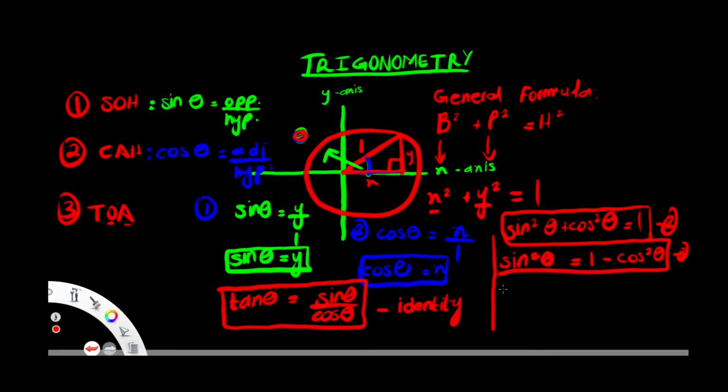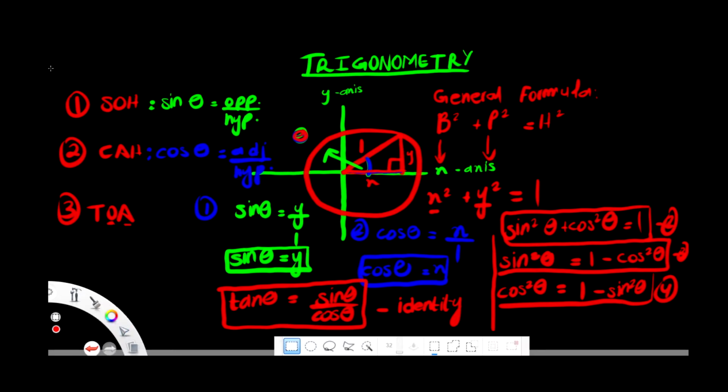Let's make our fourth identity. For those of you who guessed it, very well done. So cos squared theta equals 1 minus sine squared theta is our fourth identity. So we can see we have formed four identities, and these are the only identities that we are going to use in our syllabus, and there are no other identities other than these four. So that is it for the concept of trigonometry.